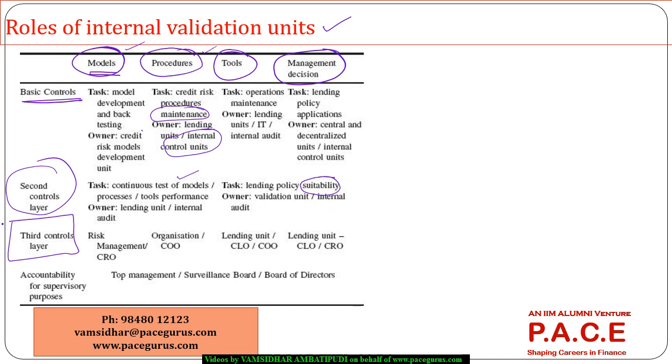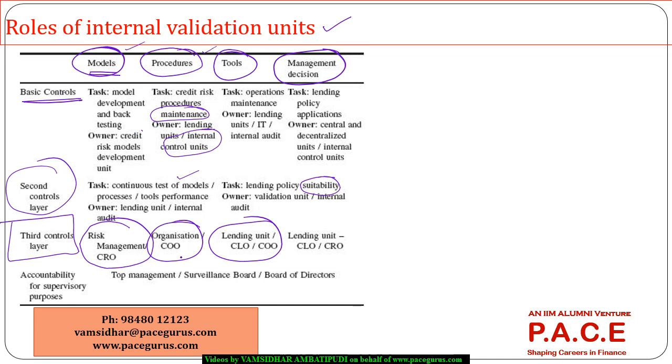But when it comes to the third layer, which is more of a senior management kind of layer, we talk about the COO, CLO. If you are talking about risk management, we need a chief risk officer. Risk management models will be taken care of by the chief risk officer. We have a chief operating officer taking care of organizational related decisions. You have a chief lending officer taking care of the lending unit. So these are the different kinds of decisions.